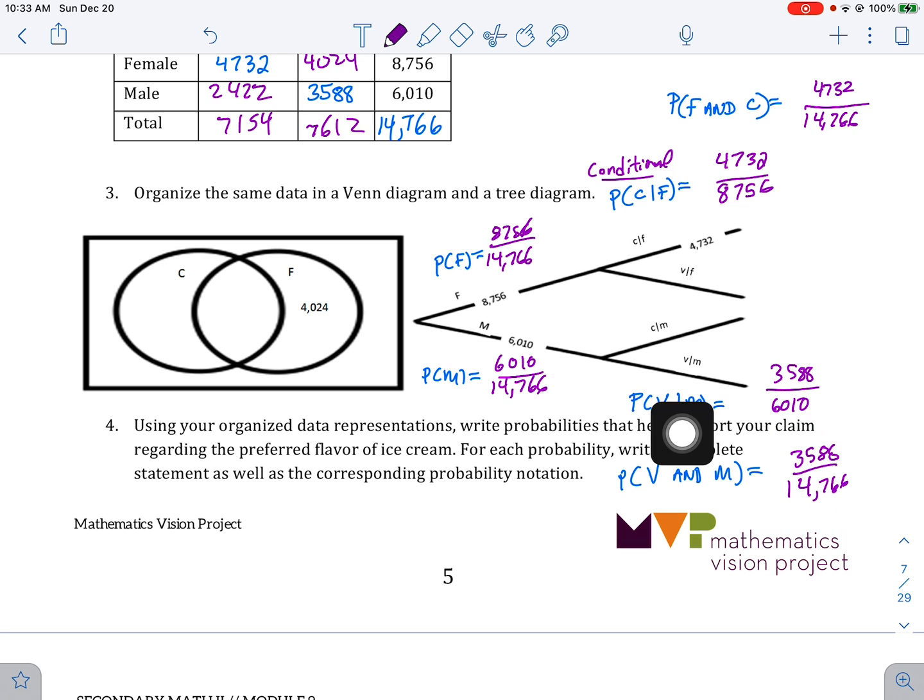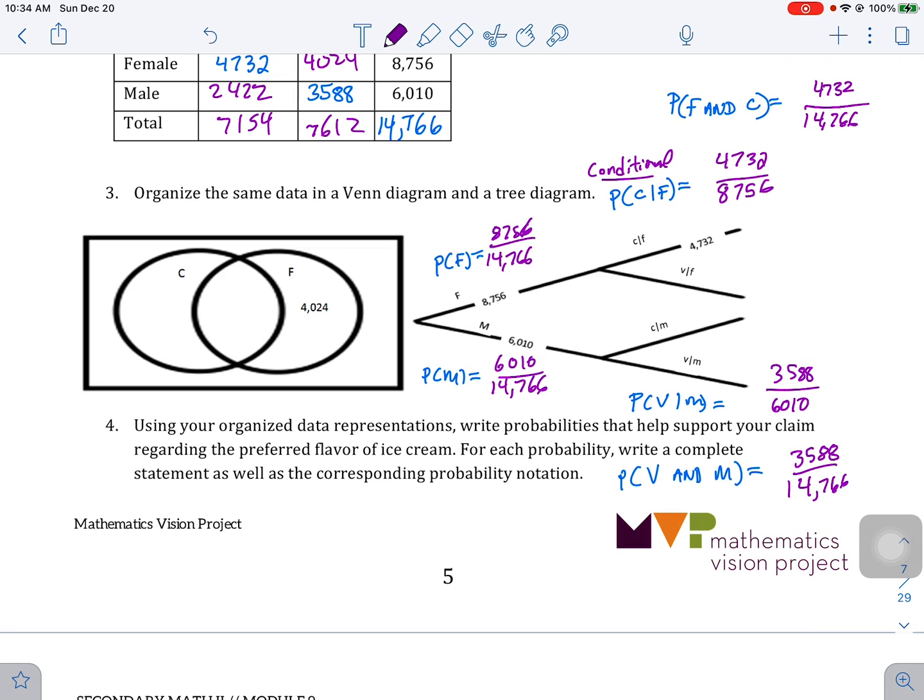So you can see these are two different things. Probability of vanilla given male, you're only looking at the male population, so it's 3588 out of that, or the probability that you have both conditions and you're looking at the total population, and then you're looking at 3588 out of 14766.